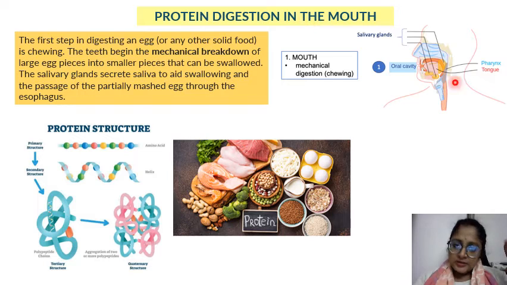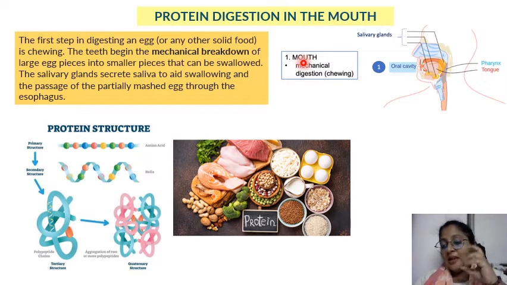The first digestion takes place in the oral cavity, with the help of the salivary gland, the pharynx and the tongue. Now, what happens? As you all know, there is mechanical breakdown of large pieces. Suppose egg or any kind of protein, when we are chewing, it is broken down into smaller pieces, and the salivary gland helps in swallowing, the passage of the food particles down to the esophagus.